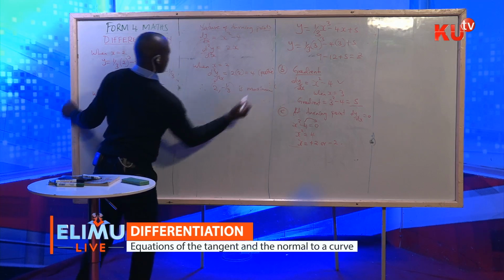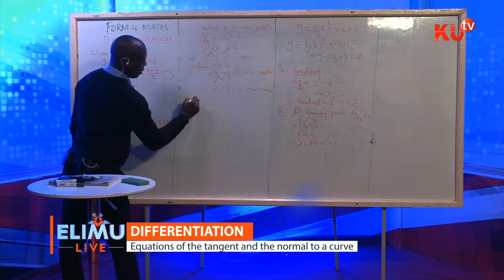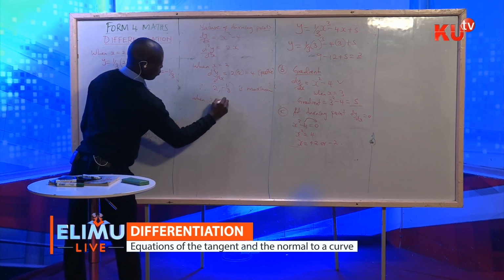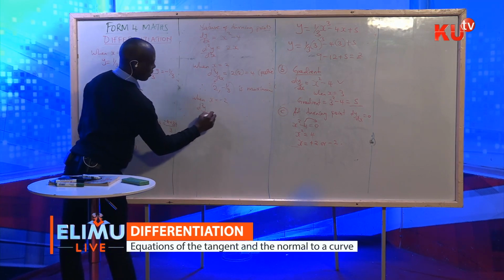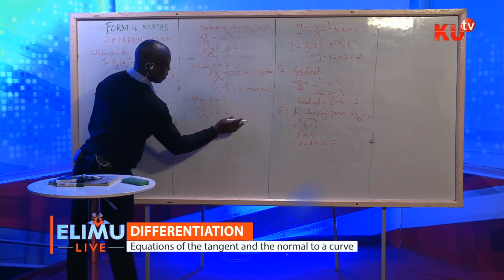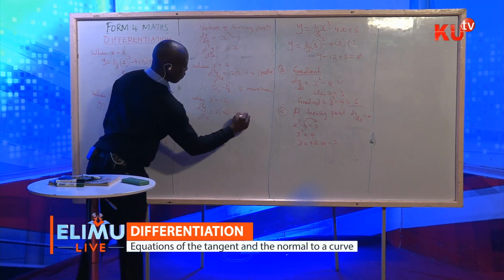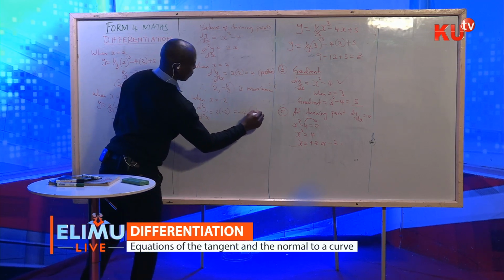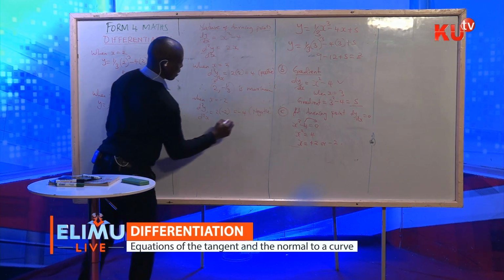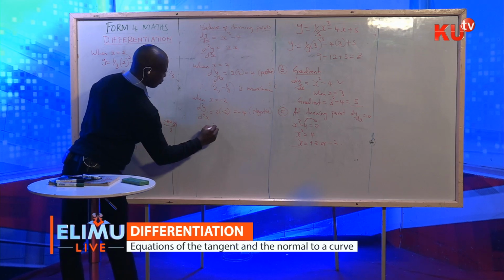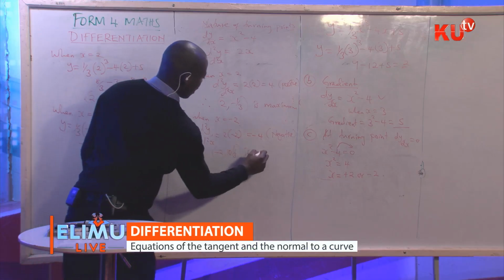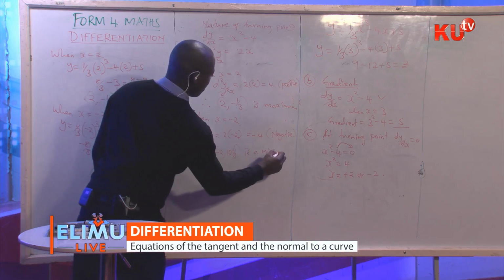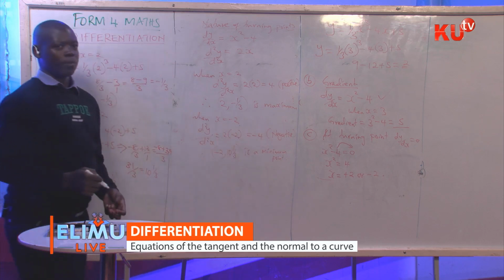And then finally, when x is negative 2, what is the second derivative? 2 into negative 2 gives us negative 4. This is negative, implying that the point (negative 2, 10 and a third), students, is what? Is a minimum point.